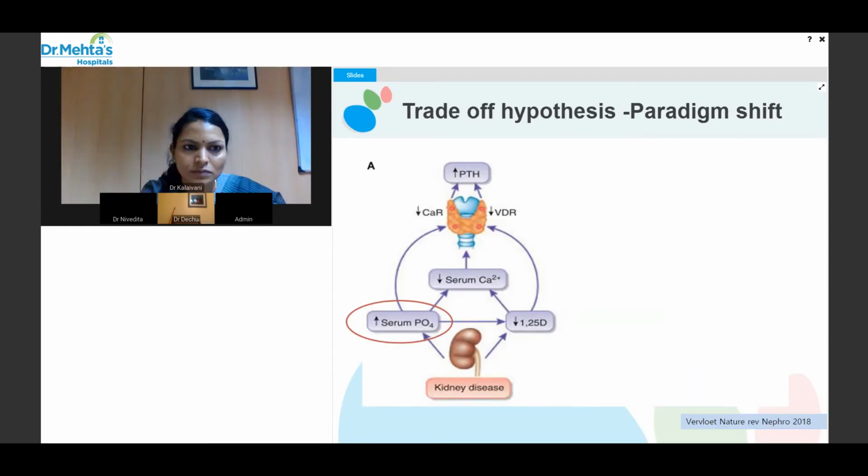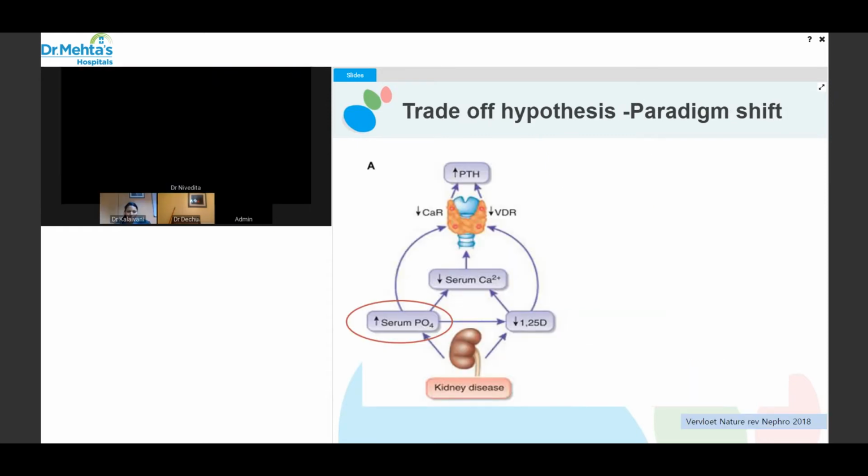Coming to the trade-off hypothesis, what do we know now? The trade-off hypothesis was put forth a couple of decades ago, in which it was said that low GFR causes an increase in phosphate, which in turn stimulates PTH secretion, and the high PTH was then a trade-off that was acceptable for maintaining the phosphate levels within the normal range.